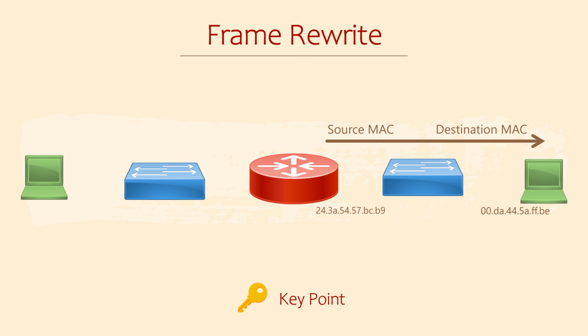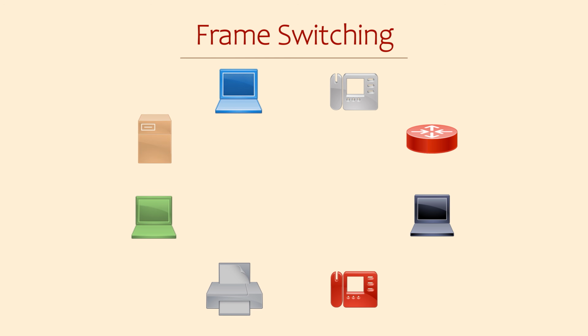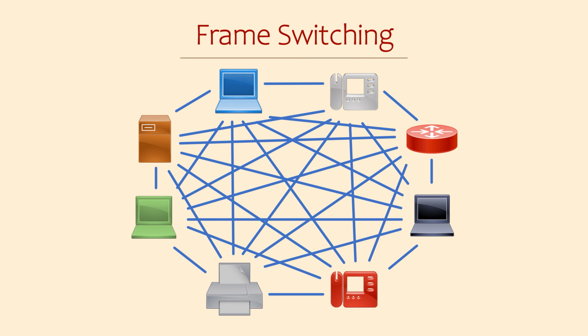Switches don't count as hops in this sense. That is, they don't update the source and destination MAC addresses of each frame that passes through them. So what are switches for? Connectivity. All devices need to be connected to each other in some way. But we can't literally connect every device to every other device. Imagine how many cables we would need.